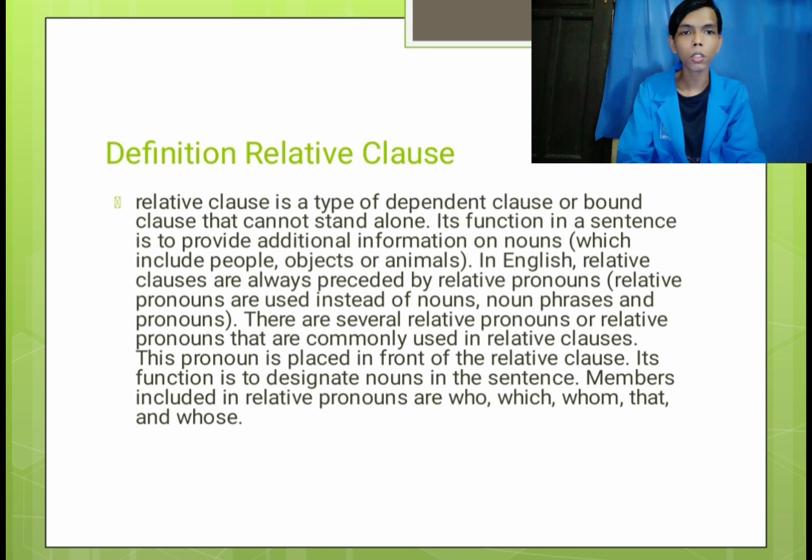In English, relative clauses are always preceded by a relative pronoun. Relative pronouns are used instead of noun phrases and pronouns. There are several relative pronouns that are commonly used in a relative clause. This pronoun is placed in front of the relative clause. Its function is to modify the noun in the sentence. The relative pronouns are who, which, whom, that, and whose.